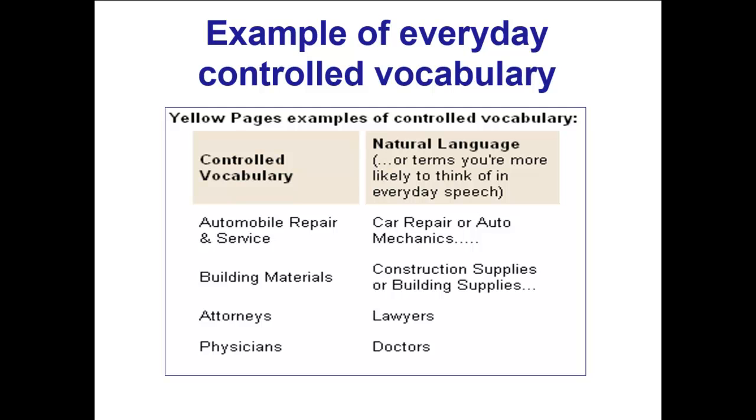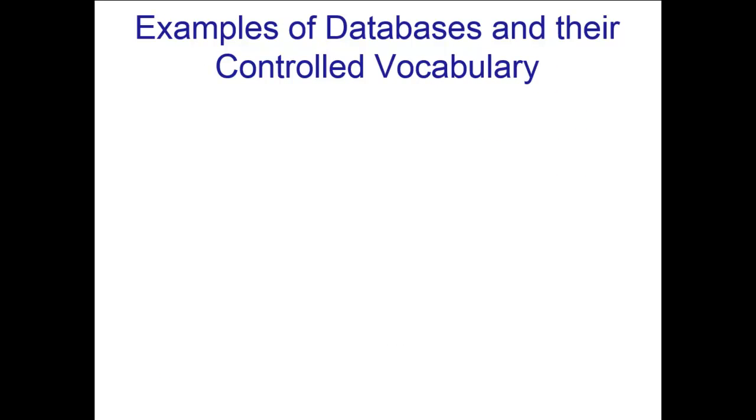Here's an example of everyday controlled vocabulary. The yellow pages use, believe it or not, controlled vocabulary. So you might think of a lawyer as somebody that you need to help you with a lawsuit or something, but yellow pages will refer to them as attorneys. Doctors are physicians in yellow pages. Construction supplies and building supplies are building materials in the yellow pages. And car repair or auto mechanics is automobile repair and service.